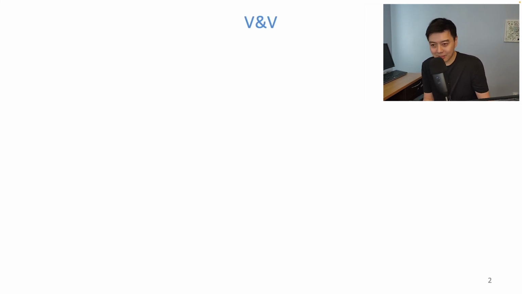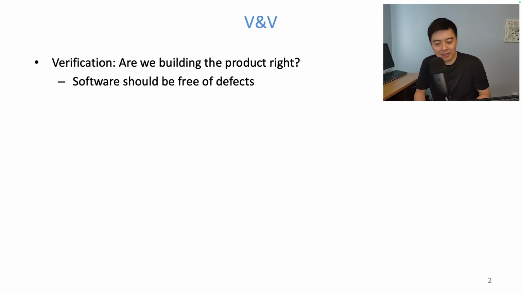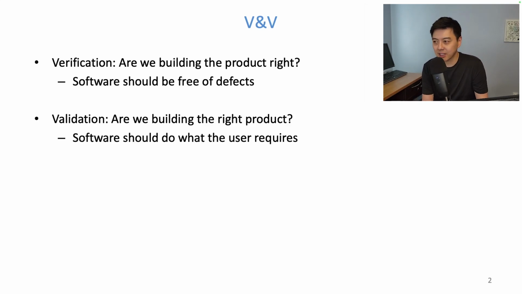The first thing we want to talk about is this idea of V&V. V&V stands for verification and validation. Verification is, are we building the product right? This just says that your software should be free of defects, right? It performs correctly, and it's intended to find areas where the program does not conform to its specification. So the specification that we wrote down, does it conform to that specification?